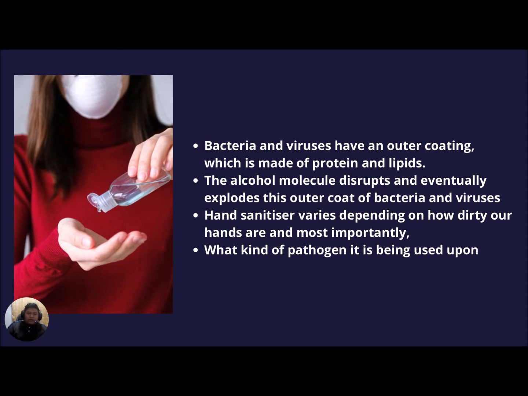Next, bacteria and viruses have an outer coating which is made of protein and lipids. When we assume that there are viruses on our hands, the bacteria make a shield to protect them from attack. So we want to remove the bacteria. We want to kill the bacteria. We use a hand sanitizer to protect ourselves. The alcohol in hand sanitizer will disrupt and eventually explode this outer coat of the bacteria, which destroys the shield.